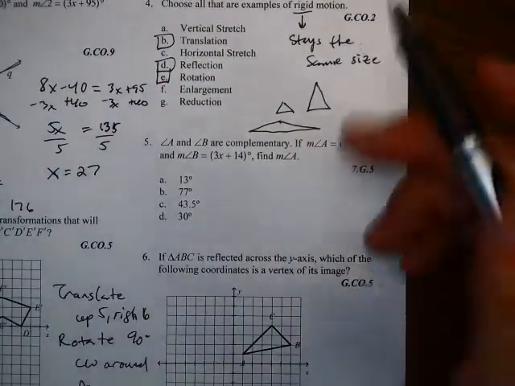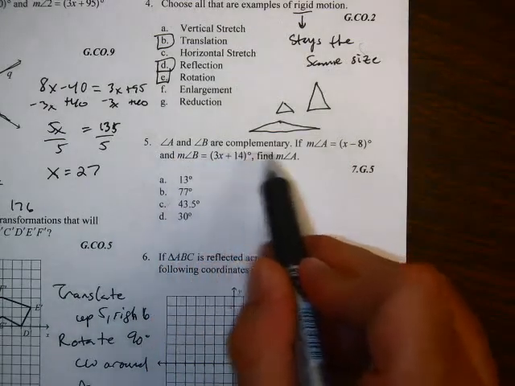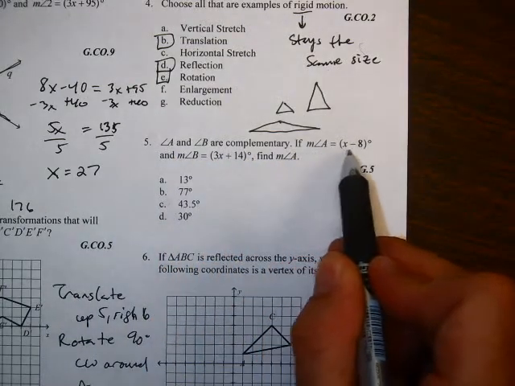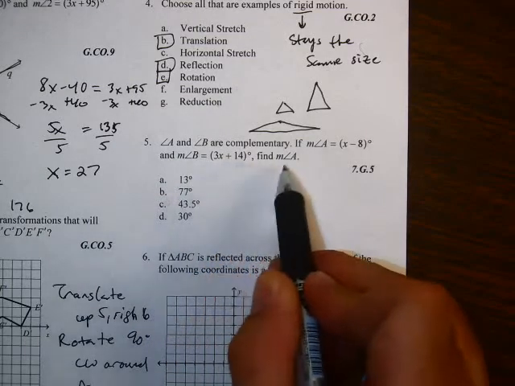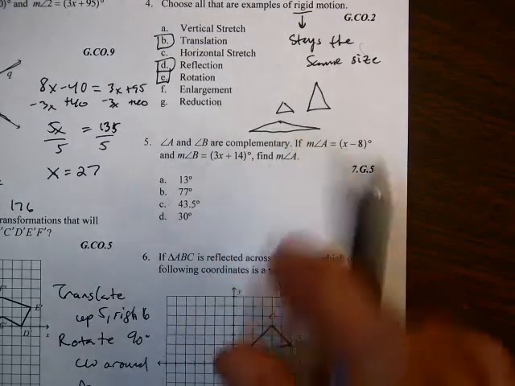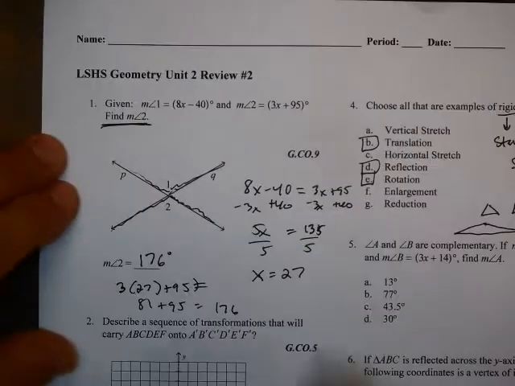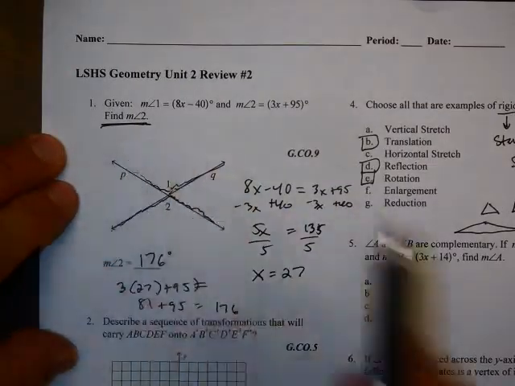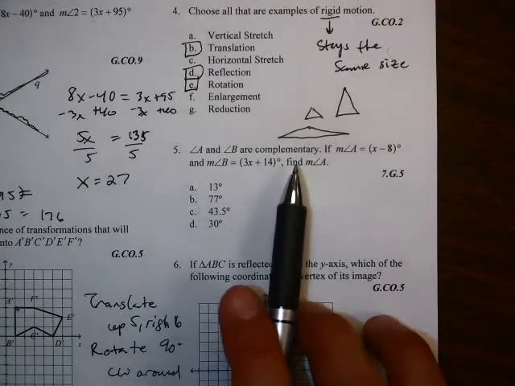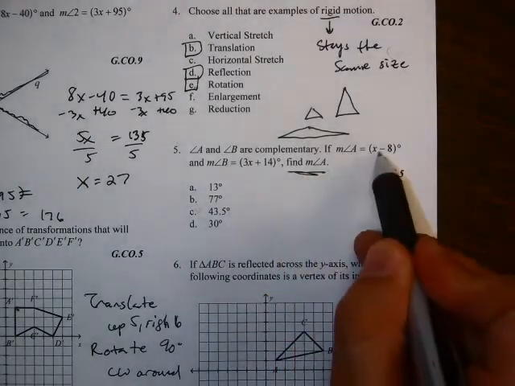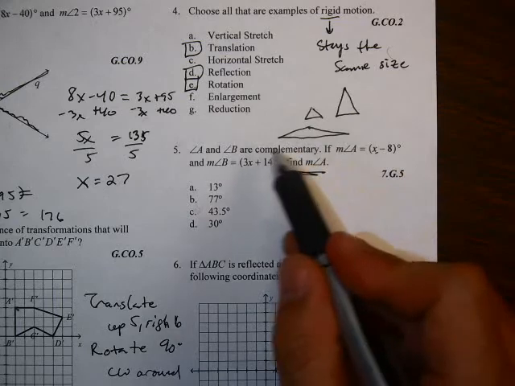Number 5, angle A and angle B are complementary if measure of angle A equals x minus 8 degrees and measure of angle B equals 3x plus 14 degrees. Find the measure of angle A. So if I compare it to number 1, again, find the measure of the angle. Same idea here. We have to solve for x first, and if we're finding the measure of angle A, we have to plug into this x right here.